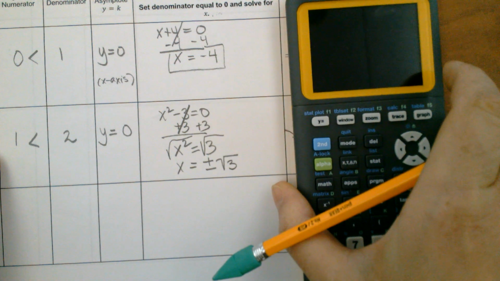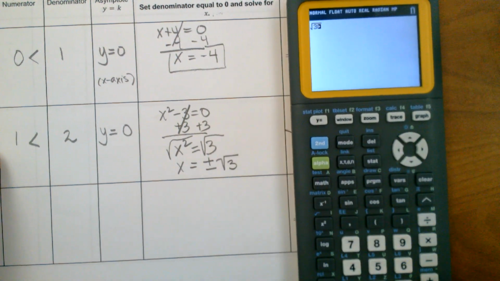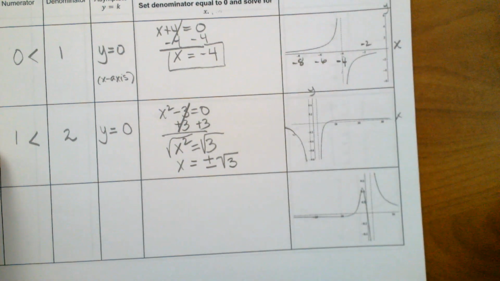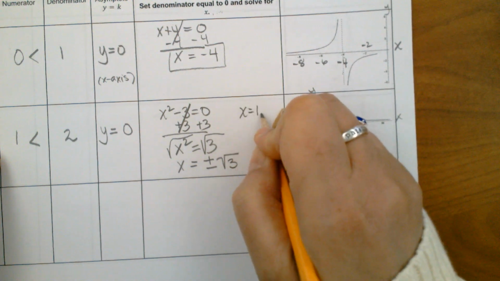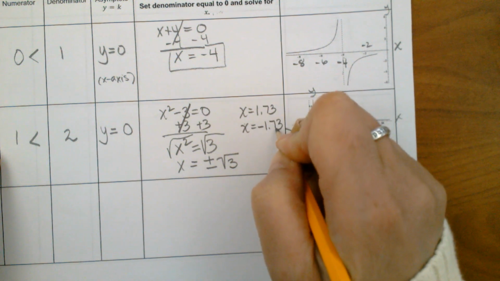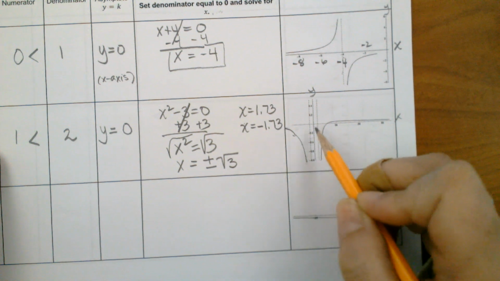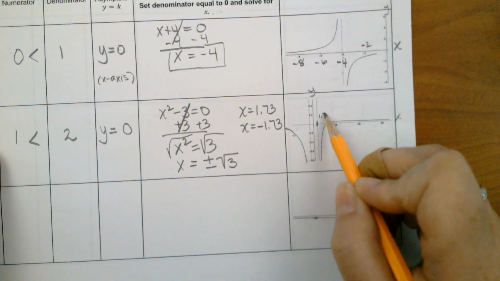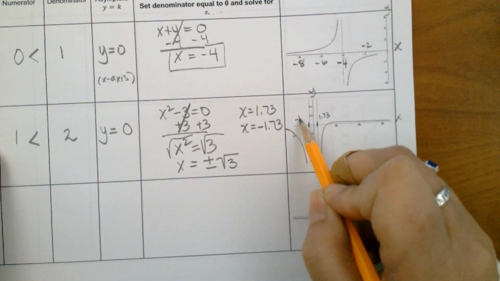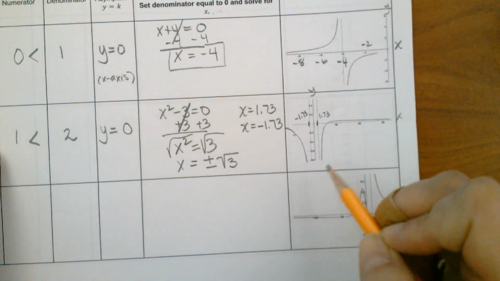What does that look like in our calculator? So we're going to turn this on and clear it out. Let's take the square root of 3. And so the decimal approximation is 1.73. So x equals 1.73 and x equals negative 1.73. So looking at this graph, both of these are going to try to get as close to 1.73. This side is going to try to get close to positive 1.73. This graph is going to try to get as close to negative 1.73. And so that's what it looks like.